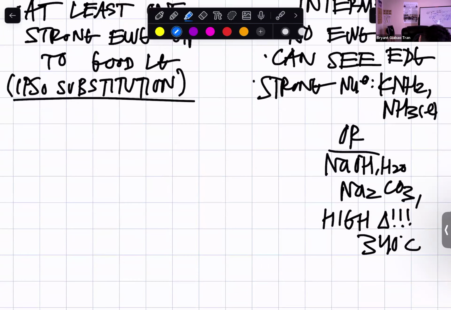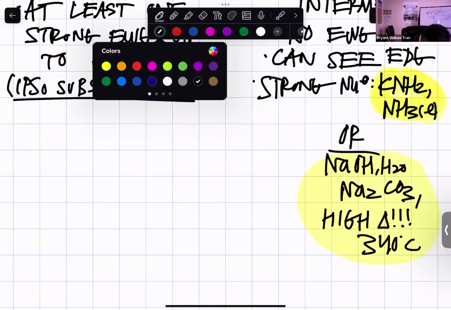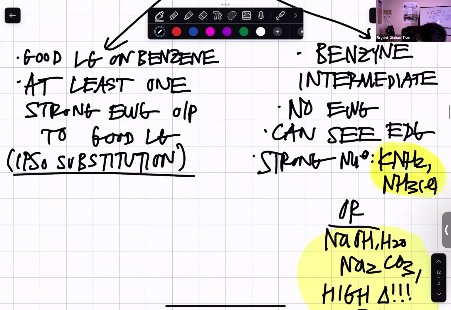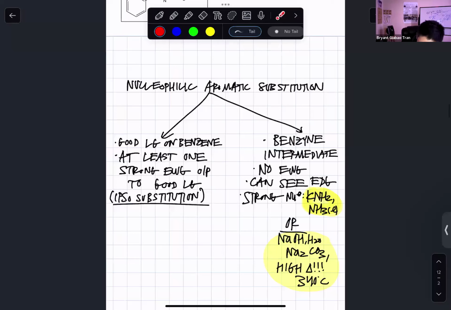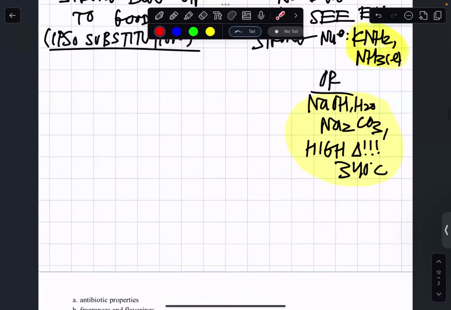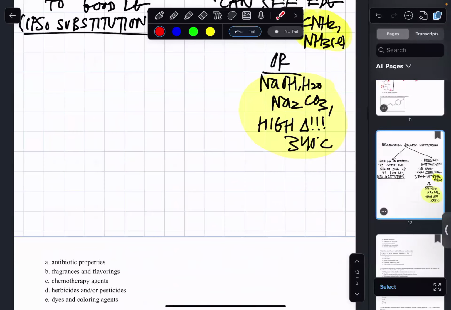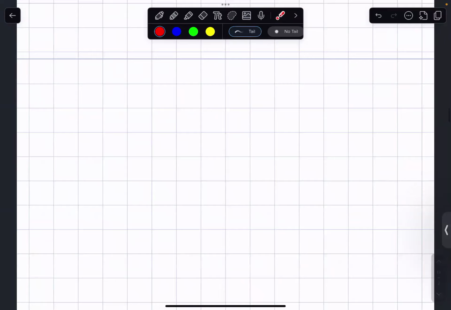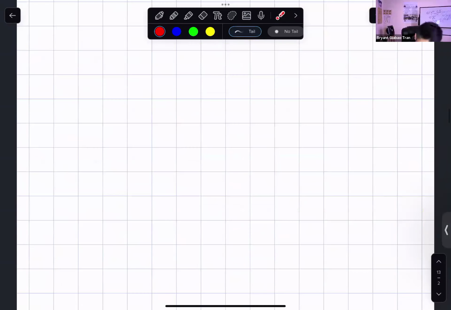Right, so when you see one of these two reagents on a benzene with a good leaving group, you're going to have a benzyne intermediate: KNH2, NH3, or NaOH with high heat. That's when you do the benzyne reaction. On benzenes, you can attack with the strong nucleophile from both sides of the benzene, right? Yeah, both sides of the benzene.